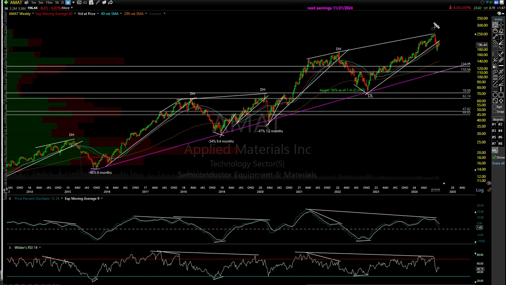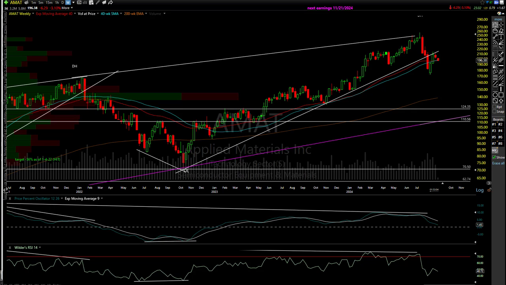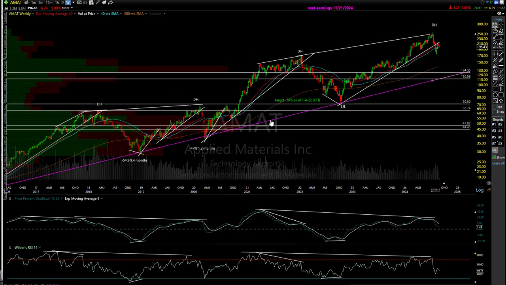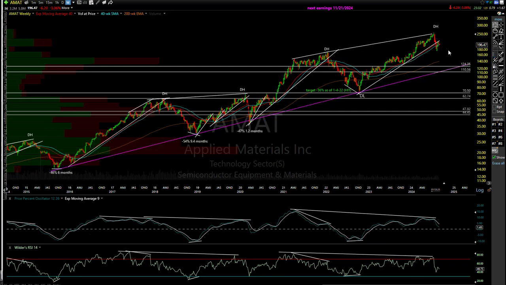AMAT, big chip equipment maker, big divergent high, trend line break, back tested and rejected so far off the primary uptrend line, off the October 2022 lows. This is the primary long-term secular bull market uptrend line. Again, a likely target in the coming months or even years, but probably months, meaning 12 months or less. But that's going to be a big drop if we get there.